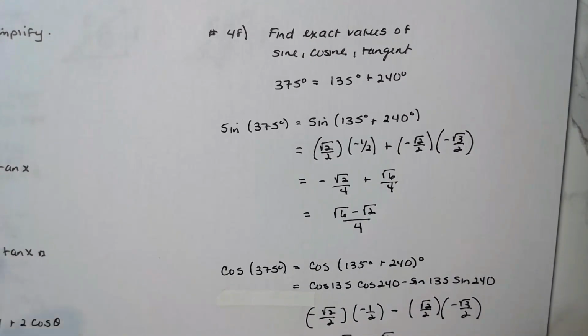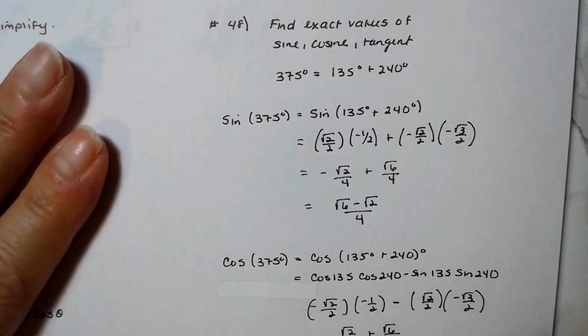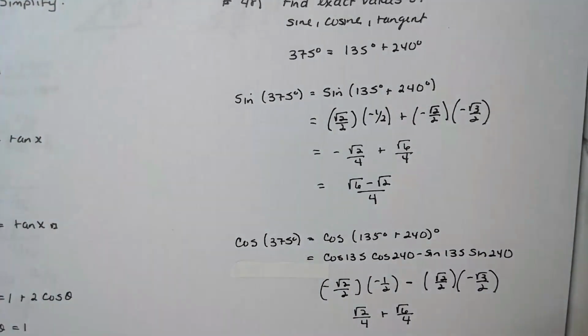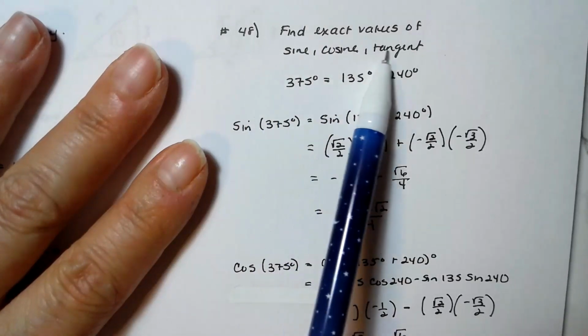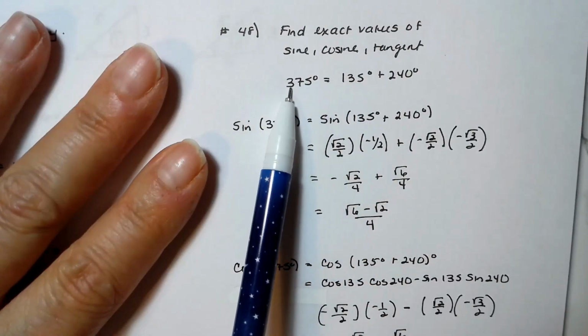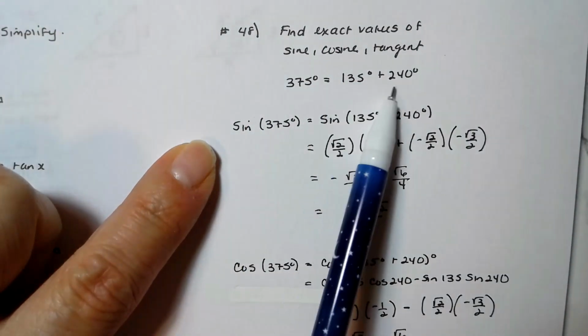Number 48. Okay, so we did number, I think, 47. No, 40. What did we do in class? We did number 47 in class, so I'm doing 48 on this one. Right, you have to find the sine, the cosine, and the tangent of 375 degrees. And again, they split it up for you.